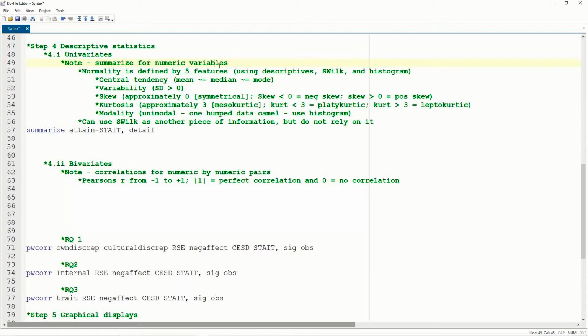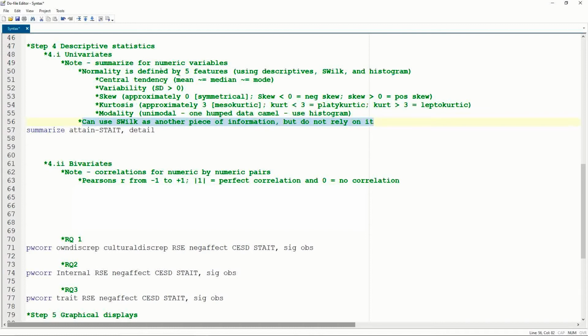We also use histograms, but we can also use Shapiro-Wilk. We're not going to look at Shapiro-Wilk today. It is an option and something that you should use, simply because it gives you another piece of evidence to determine whether or not a distribution is normal. But it certainly is not the only thing. So even though you can use Shapiro-Wilk as another piece of information, please do not rely on it. Really rely on your histogram and your descriptives. Shapiro-Wilk is just another nail in the box, if you will.